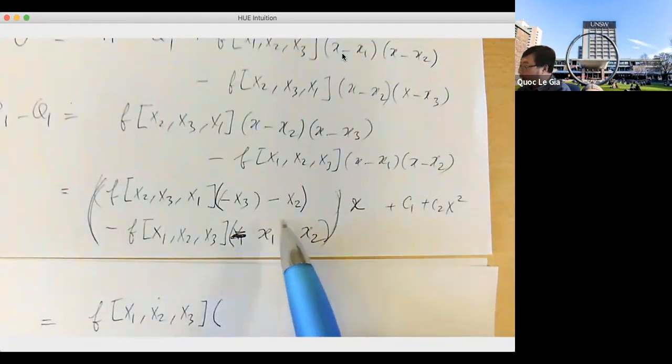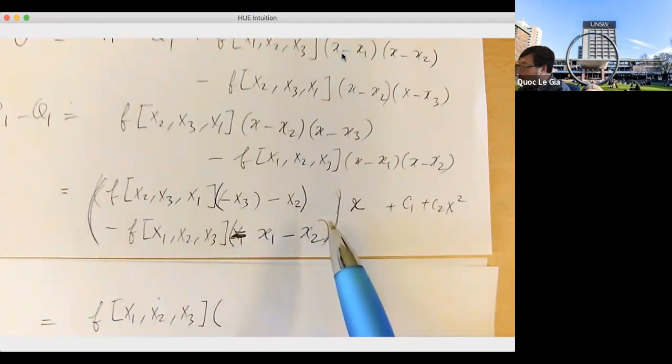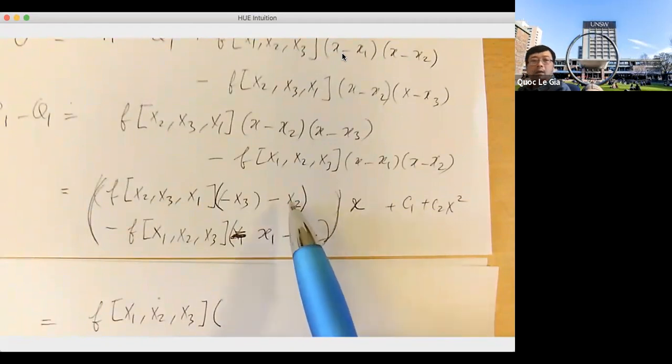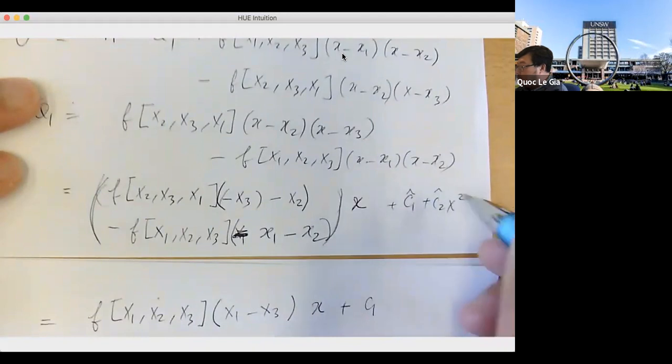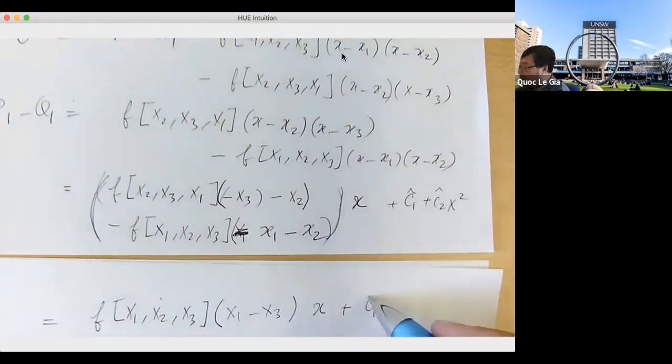Yeah, and now you got x2 and x2 got cancelled here. Minus x2 plus x2 got cancelled. So what you have left is just x1 minus x3, x plus c1, well maybe not c1 but c1 hat, because we might have a different constant. I don't want to write out those things.